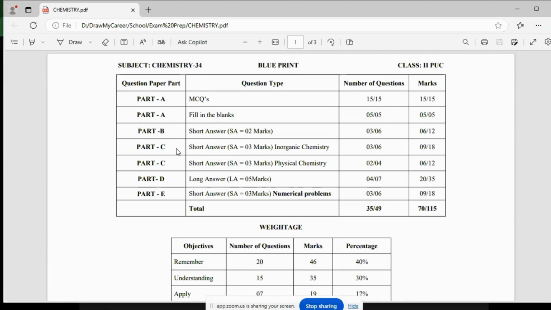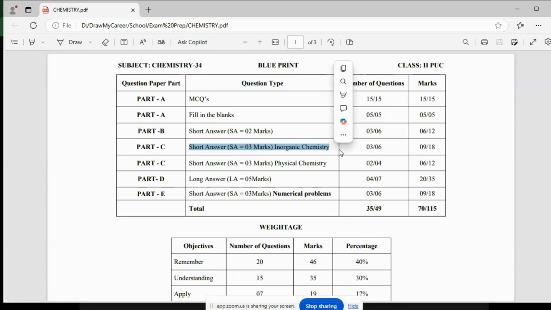Now, Roman number 4 is purely from the inorganic chemistry chapters. There are 6 questions, and you have to answer 3, each carrying 3 marks. So part C, Roman number 4, is from the inorganic chemistry chapters, that is d and f block and coordination chemistry. Total 6 questions will be there.